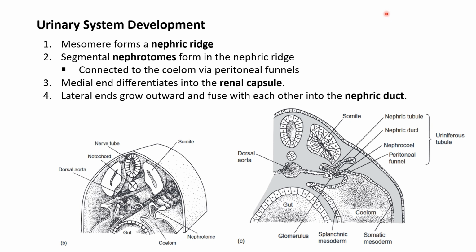Notice also how the nephrotome remains connected to the coelom via ciliated peritoneal funnels, which is believed to be a primitive feature. So the nephrotome, aside from being able to filter the blood, can also filter the coelomic fluid. Eventually, in most vertebrates, this funnel closes.